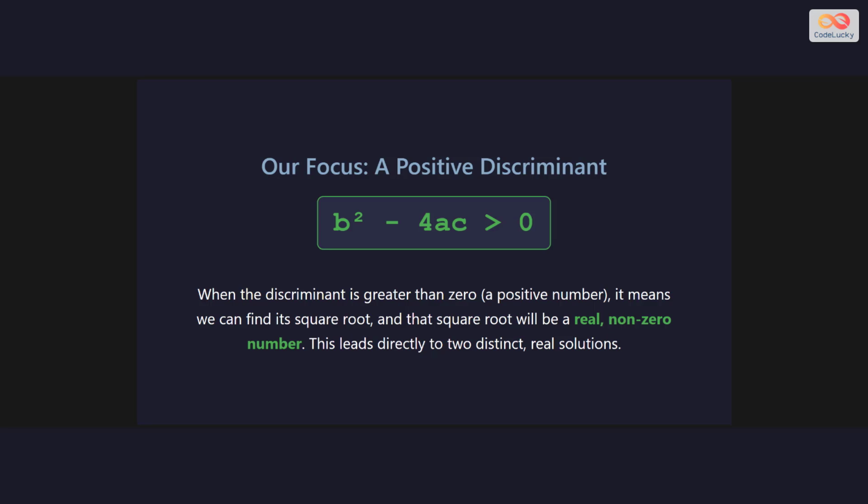We are interested in the case where the discriminant, b squared minus 4ac, is greater than 0. In other words, when it's a positive number. When this happens, we can take its square root and get a real, positive number, which is the key to getting two solutions.